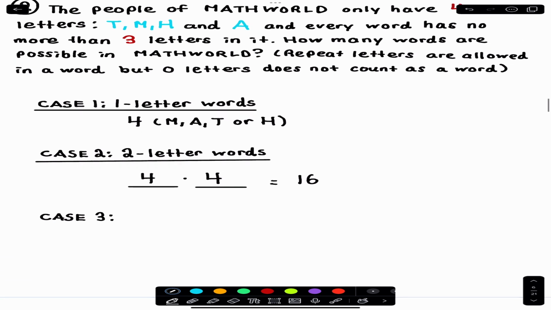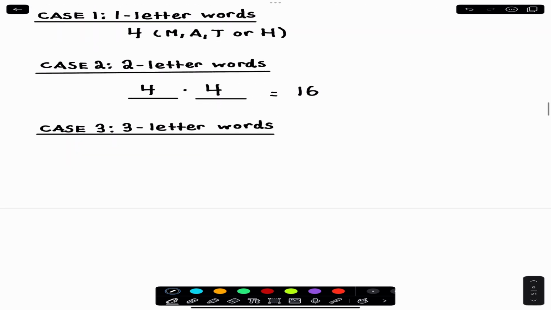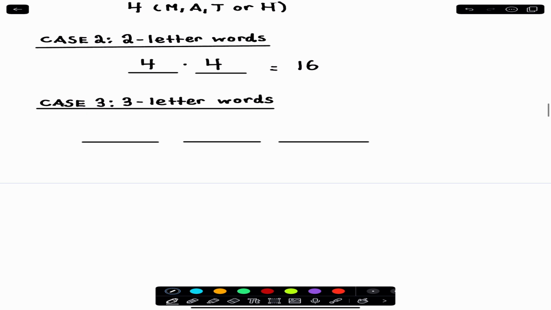And then we have our final case. We know this is the final case because in this world, you can't have more than 3 letters in a word. So after we do this, we should be done. A 3-letter word can be represented by this placeholder. Made them really big. There are 4 choices for the first letter. For each of these, there are 4 choices for the second letter. And for each of these, there are 4 choices for the third letter. This means there are 64 3-letter words in Math World.